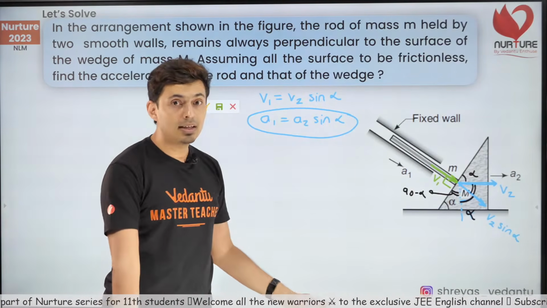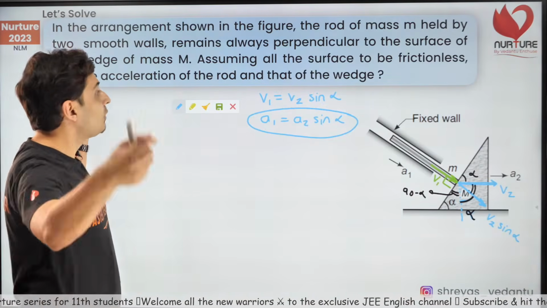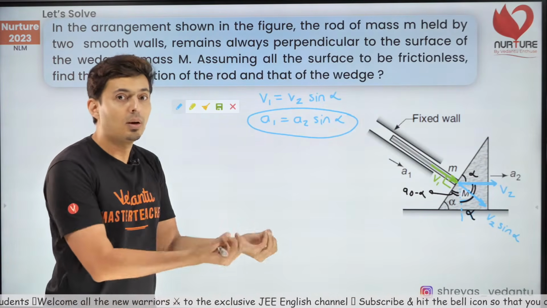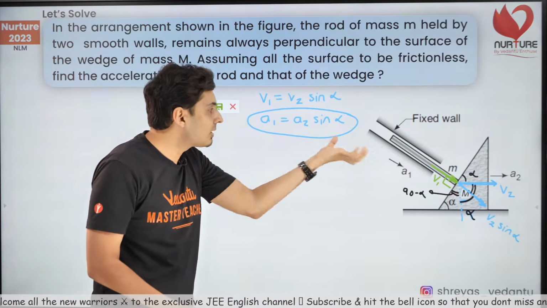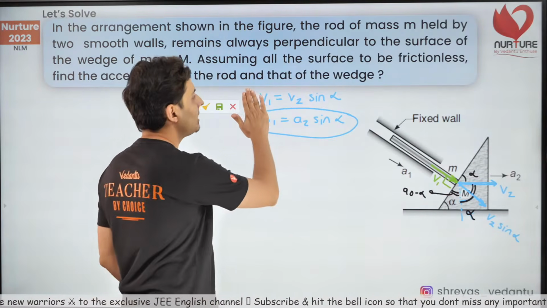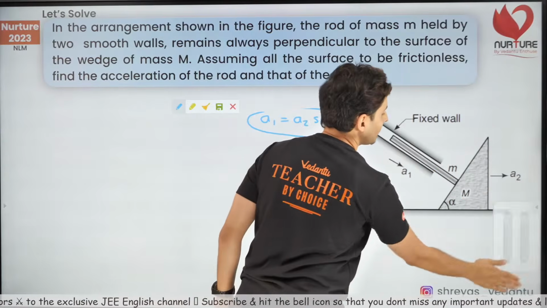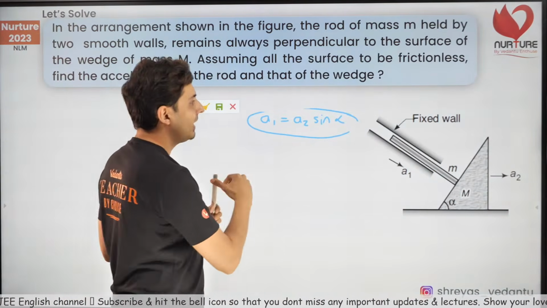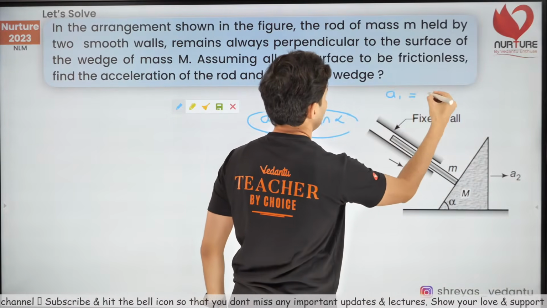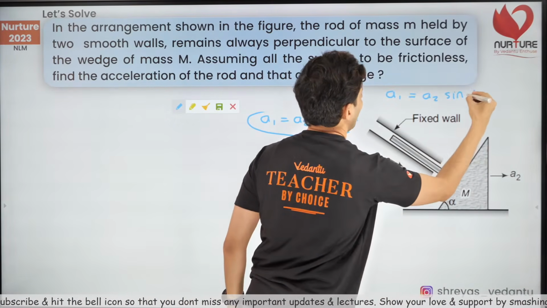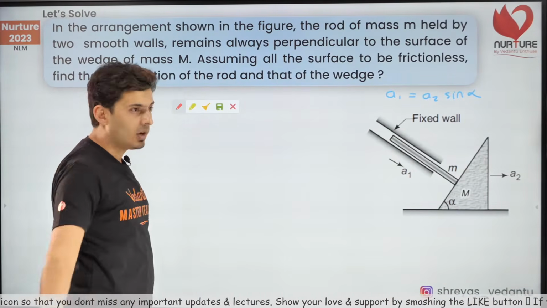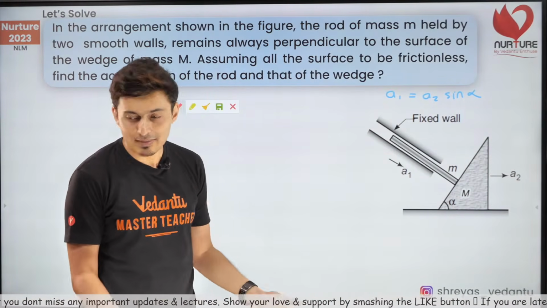Now once I get the relationship between the accelerations, I need to figure out what the acceleration is. Remember, I have not actually found the acceleration itself. I just found out the relationship. I'll keep this aside. I don't need this anymore. I'll just remove this. The next step, once I get a1 is a2 sine alpha, I need to apply Newton's laws. That's the only way.